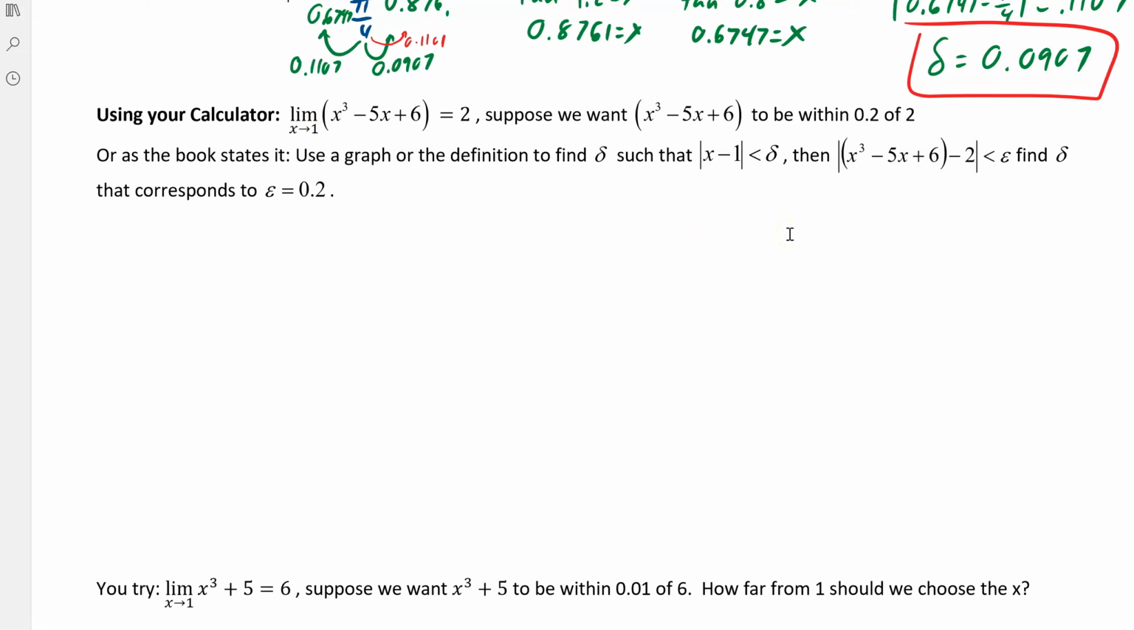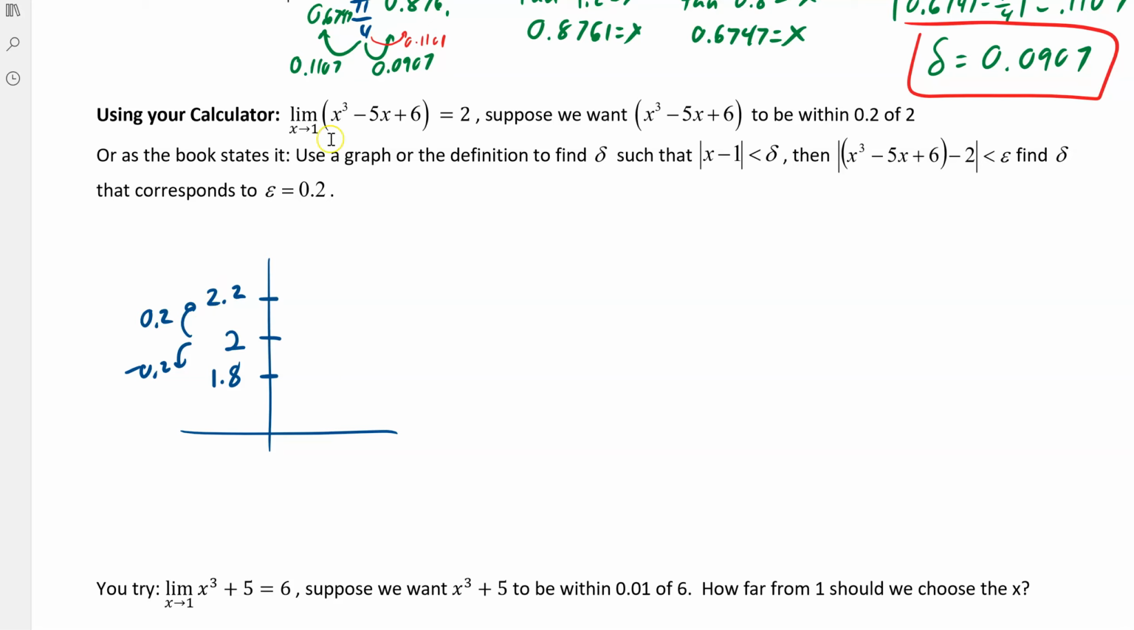So if we start with what we're given so far, we already know that our function has to be within 0.2 of 2. And so this has to be less than 0.2. So we know our limit's 2, and we're going to go up 0.2 to 2.2, and down 0.2 to 1.8. And just reading it too, it says that we need to be within 0.2 of 2. So that's up 0.2, down 0.2.